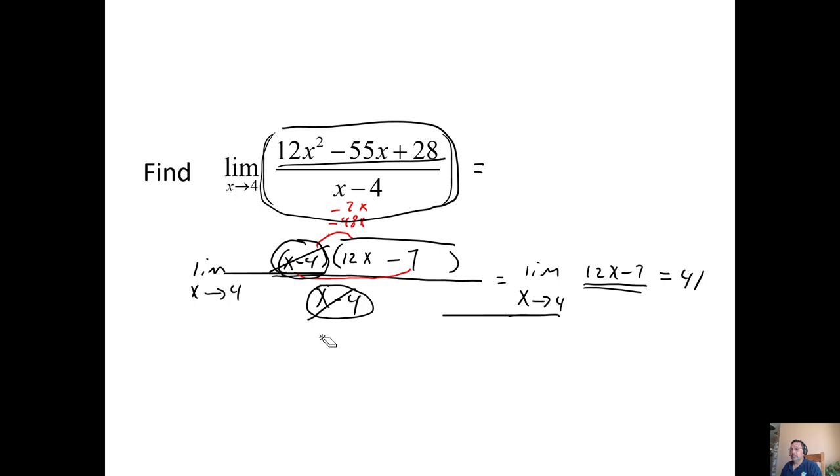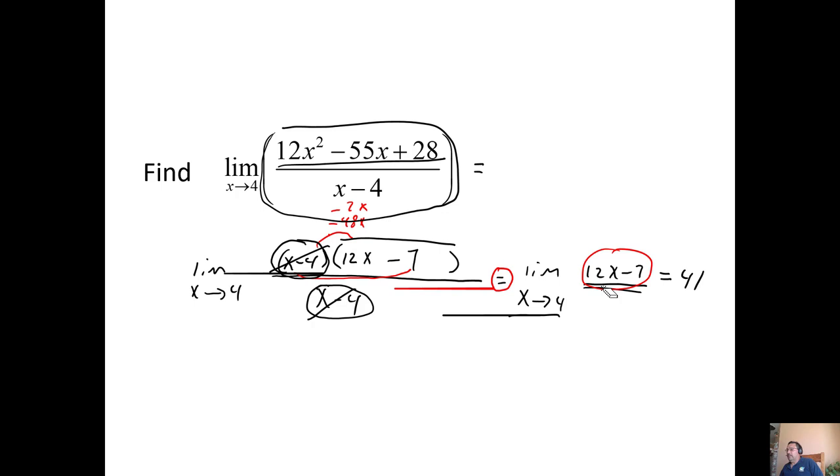For rational functions where you have a polynomial and a polynomial, what that is going to mean is you're going to factor and cancel out, right? So what you're going to do here is factor the numerator and the denominator, cancel that out, that leaves behind the expression 12x minus 7. And what this equals means is that the limit for this function here is the same as the limit for this function. The original one we cannot get by plugging in, but the simplified version we can, right?